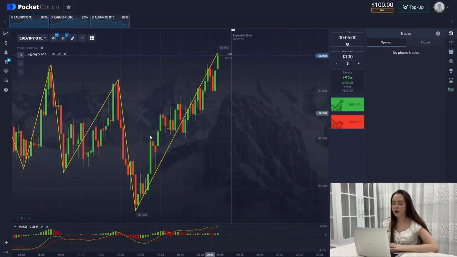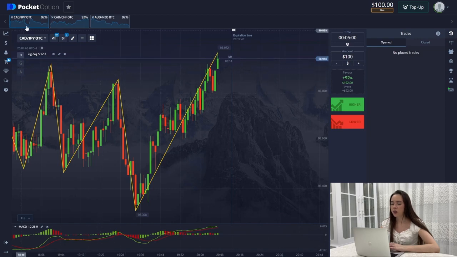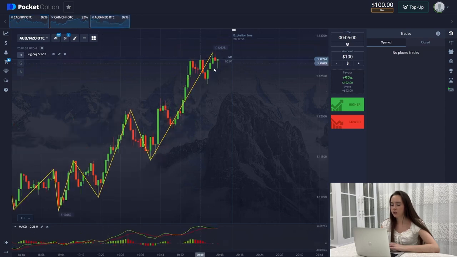Well, trader, here we are with you already on the broker site, and here are the currency pairs I have picked up for us today. The starting balance for today is $100, and the time frame for the first trade is 5 minutes, and the amount of the first trade will be $100. And let's move on to the first currency pair.